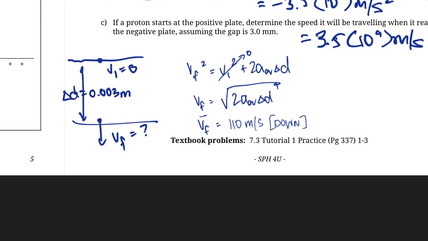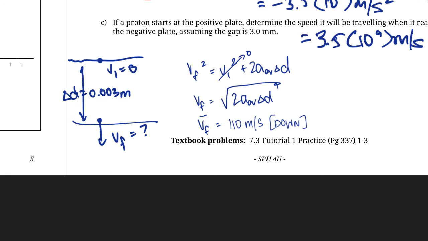So you see, even in that tiny little amount of space, the 3 millimeters, the acceleration was so large that it was able to accelerate very, very fast. And again, the reason that all these protons and electrons and stuff like that move at such high speeds is because their masses are so low. So even tiny forces are able to accelerate them very fast.